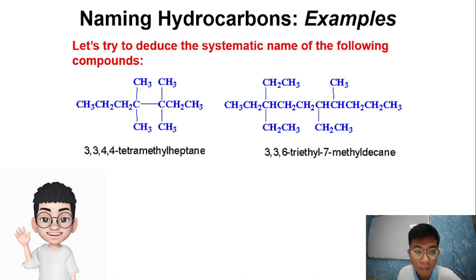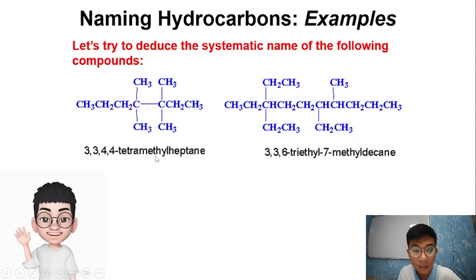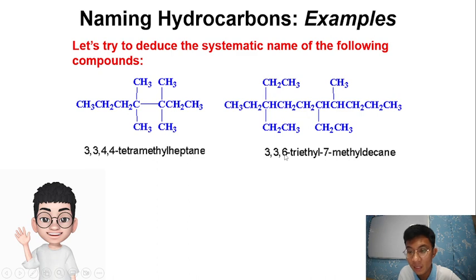Oh, we're correct. So, 3,3,4 methyl heptane. So, correct. And then, 3,3,6-triethyl-7-methyldecane. Okay, so we are correct there.